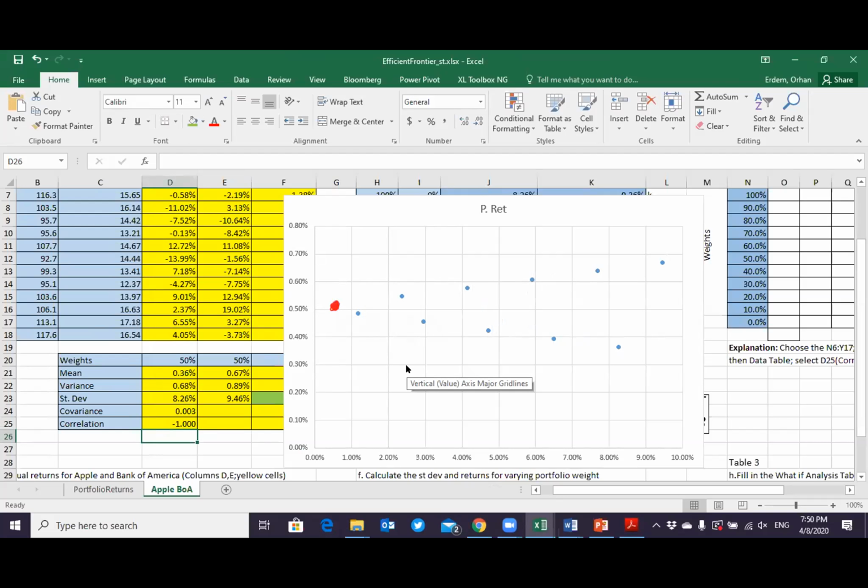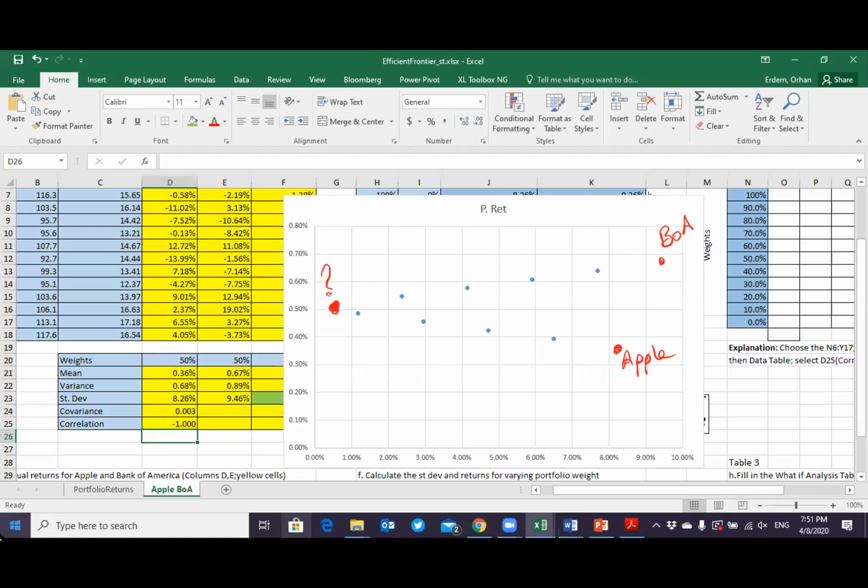Yep. Okay, so can somebody explain to me what's going on with this red portfolio? What is it? What does it mean? This is a bonus question. What is this point? By the way, I can give you some clues. This is Apple. This is Bank of America. And my question is, what is this red dot? The lowest risk portfolio that you can build out of these two stocks.